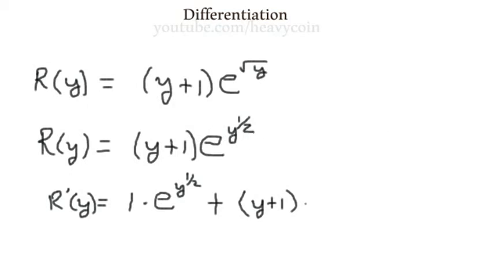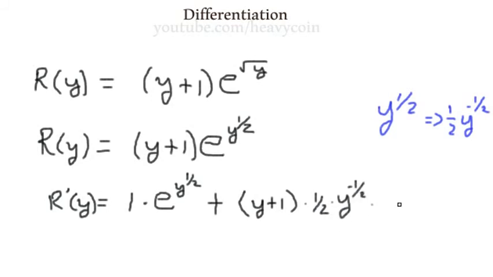So I'm going to do some side work over here. y to the half. We're asked to take the derivative of this. So we're going to take the half out front and then subtract 1 from the exponent. That gives us a negative half. So bringing the half out front times y to the negative half, right, times, and then we're just rewriting this whole part here, e to the y to the half.